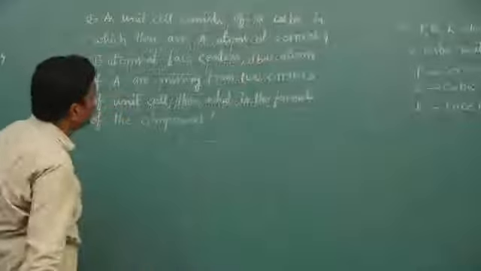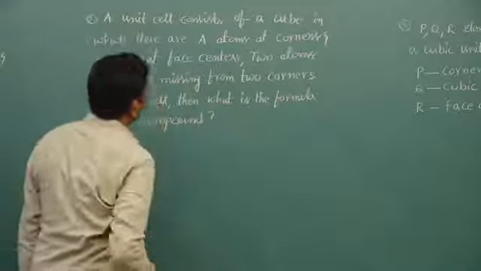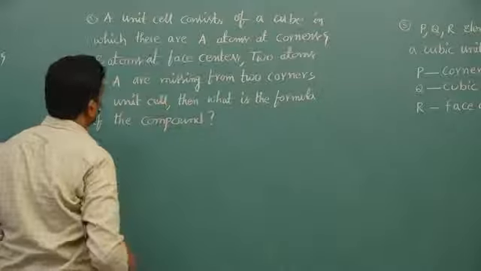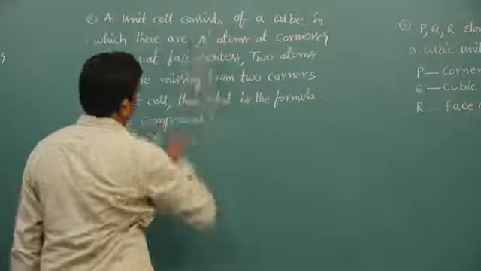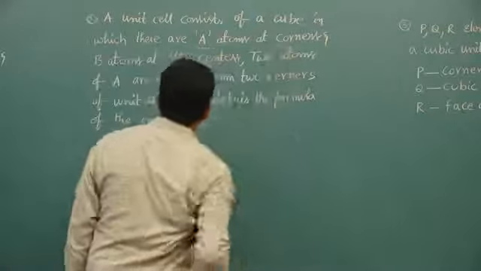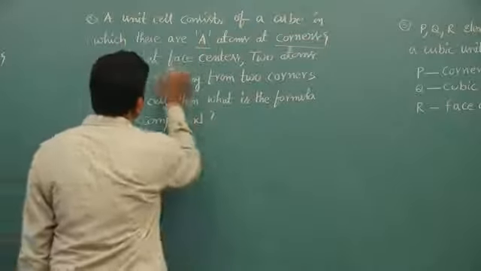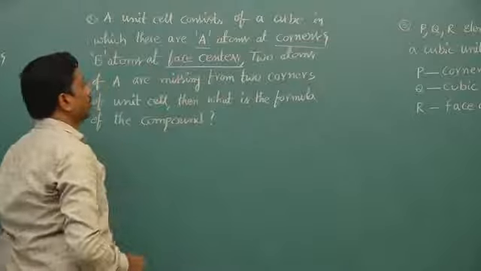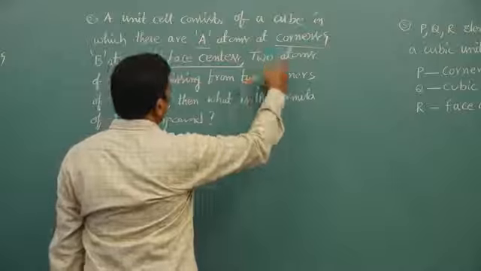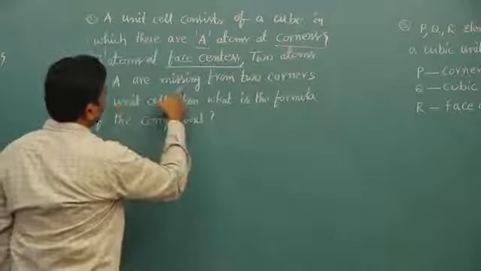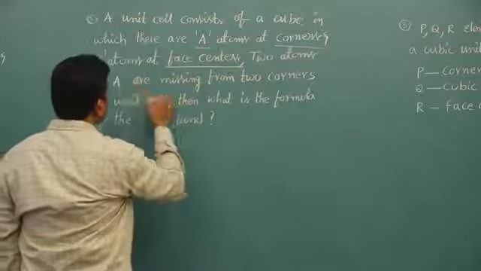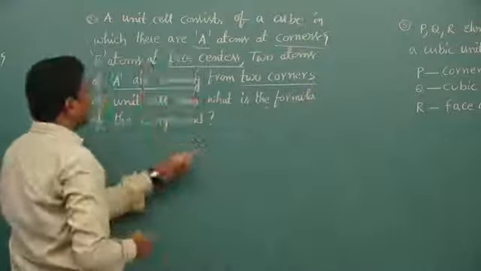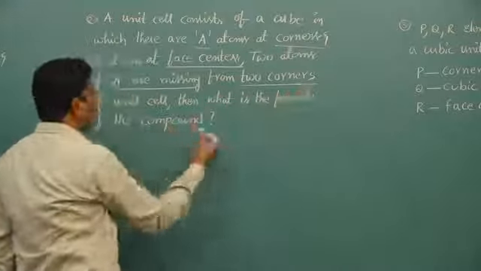Next question, second question. Once see here, a unit cell consists of a cube, means indirectly it is a cubic unit cell in which there are A atoms at corners and B atoms at face center. Now, 2 atoms of A are missing, missing from 2 corners of the unit cell. Then what is the formula of the compound?